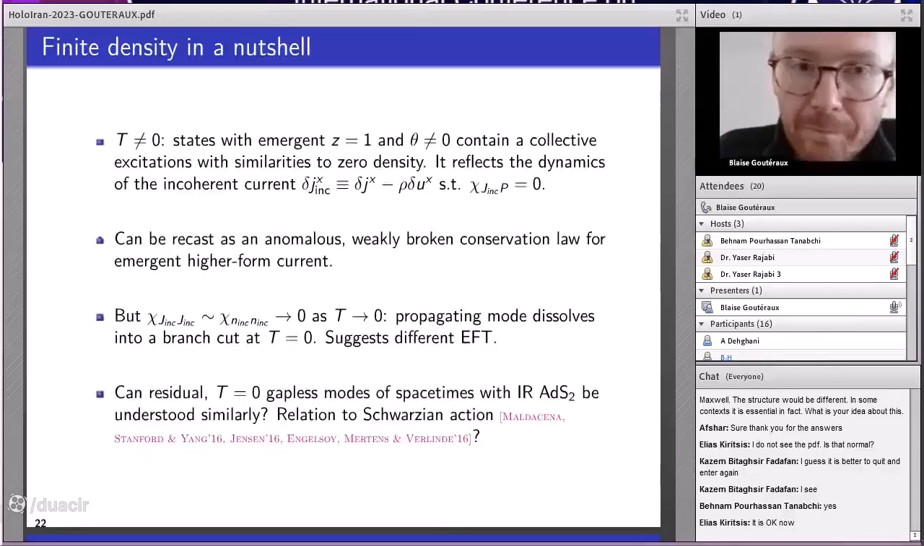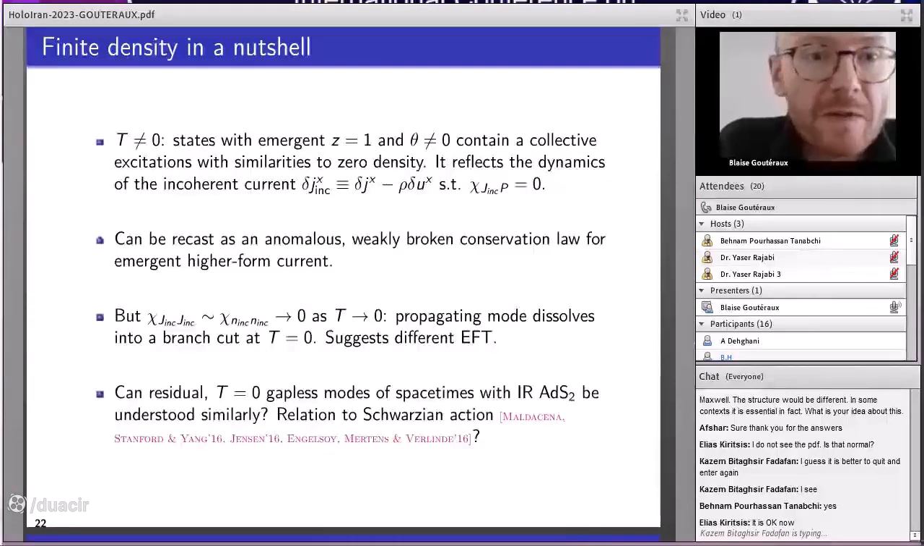Let me now briefly say what happens at finite density. At finite temperature, we can construct states with an emergent Lorentz invariance and non-zero hyperscaling violation. And we saw that these contain collective excitations that are very similar to zero density. In that case, they reflect the dynamics of the incoherent combination of the current and the momentum, that is the part of the current that does not drag any momentum. And similarly to the finite temperature zero density case, we can recast them as an anomalous weakly broken conservation law for some emergent higher form current.